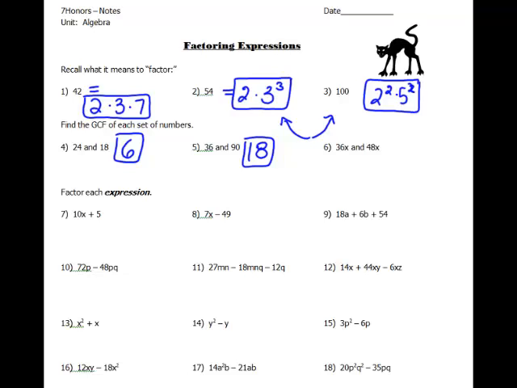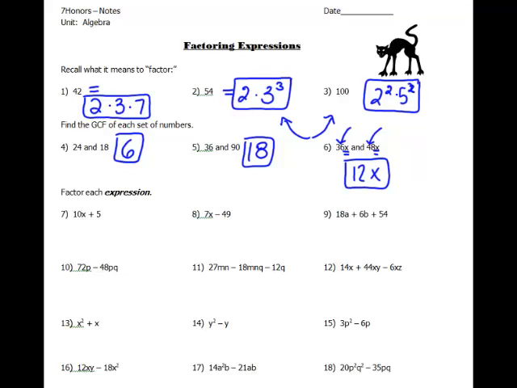36x and 48x. Now we have to start thinking about not only the numerical components, but also the algebraic components. What do they have in common? 36 and 48, my GCF is 12, and both of those terms have an x in common, so 12x is going to be the GCF.